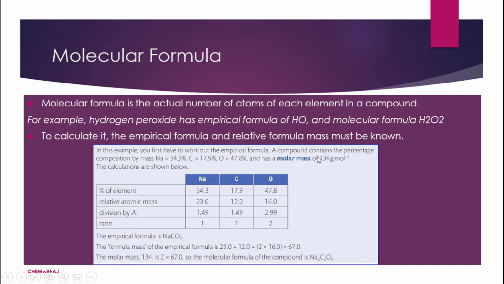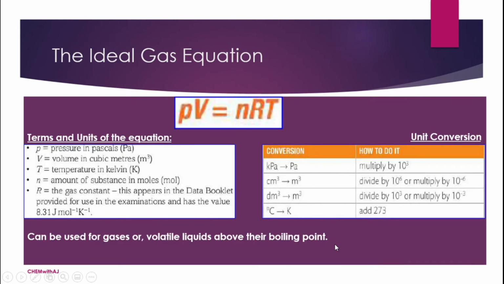Then we divide the actual molar mass by the empirical formula mass, so 134 divided by 67 gives us 2. So the molecular formula is 2 times the empirical formula. To write the molecular formula, it is 2 times NaCO2: 2 Na atoms, 2 carbon atoms, and 4 oxygen atoms. So that's our molecular formula.